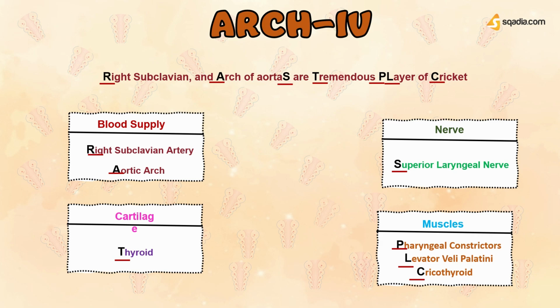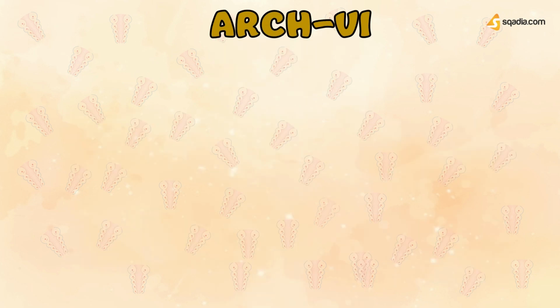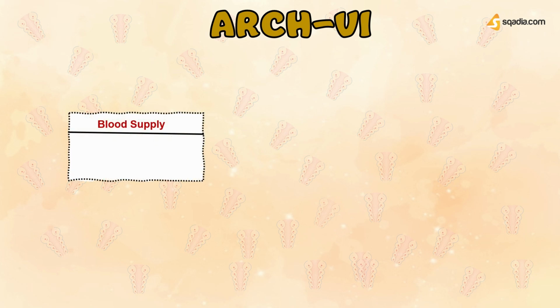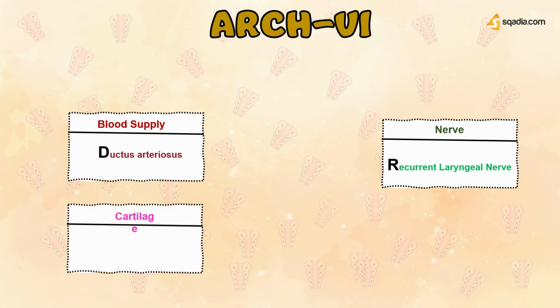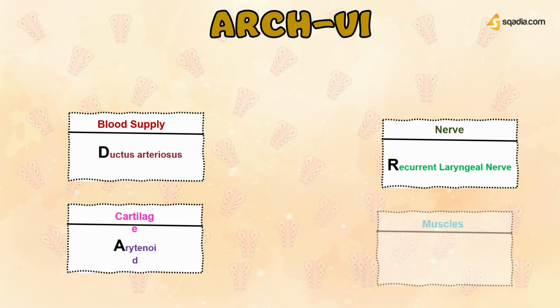Now, let's discuss the mnemonics for bones, muscles and nerves from the sixth pharyngeal arch. So, sixth pharyngeal arch gives rise to blood vessels, which is ductus arteriosus. Sixth pharyngeal arch gives rise to nerve, recurrent laryngeal. Sixth pharyngeal arch gives rise to cartilage, which is arytenoid cartilage. Last are the muscles that sixth pharyngeal arch gives rise to, which are intrinsic muscles of the larynx.